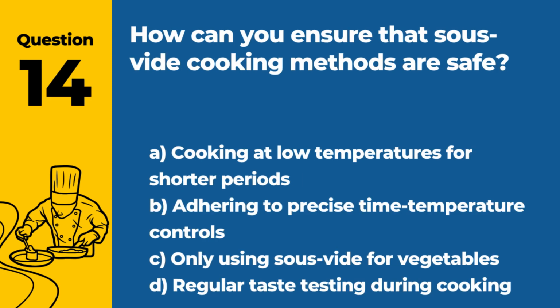Question 14. How can you ensure that sous-vide cooking methods are safe? A. Cooking at low temperatures for shorter periods. B. Adhering to precise time temperature controls. C. Only using sous-vide for vegetables. D. Regular taste testing during cooking.